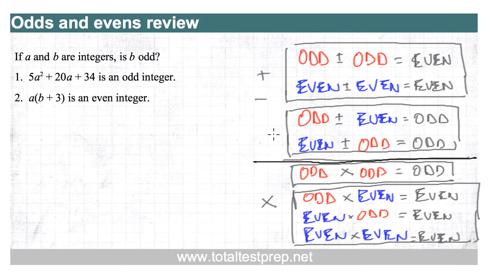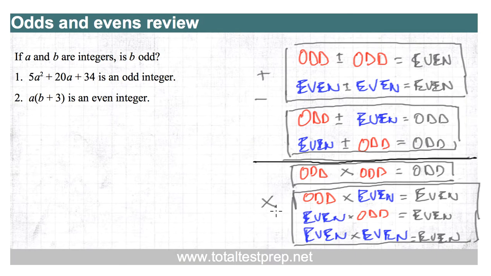When you're adding and subtracting, if you're adding numbers or subtracting numbers that are the same type, so two odds or two evens, the result is always even. Whereas if you're adding or subtracting numbers of different types, so an odd and an even, or an even and an odd, the result's always going to be odd.